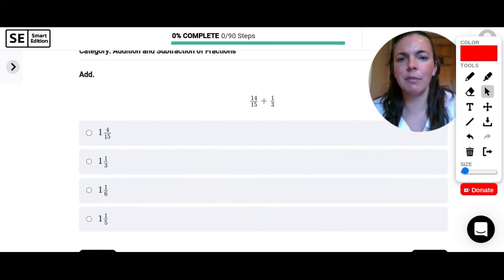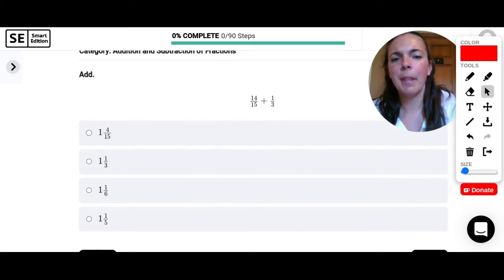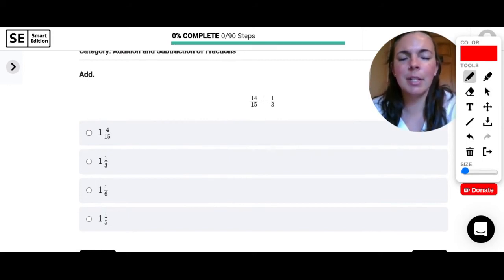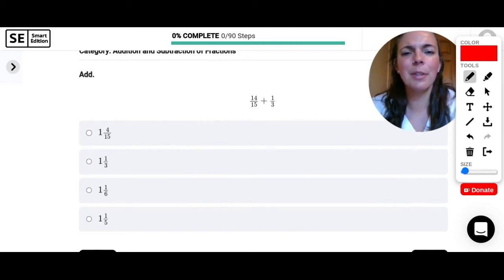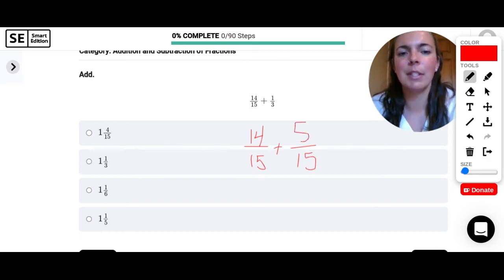All right, let's add some fractions. 14/15 plus 1/3. Remember, we need to have common denominators. Rather than multiply them this time, I know that 15 is a multiple of 3, so I'm just going to use 15. The first fraction stays the same. For 1/3, 3 times 5 gets me to 15, so 1 times 5 is 5. It's the same as 5/15. Add these together and you get 19/15.